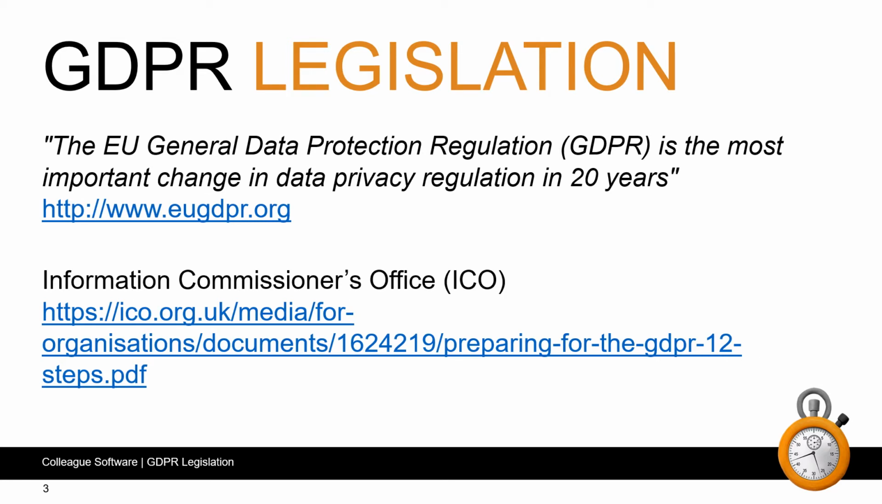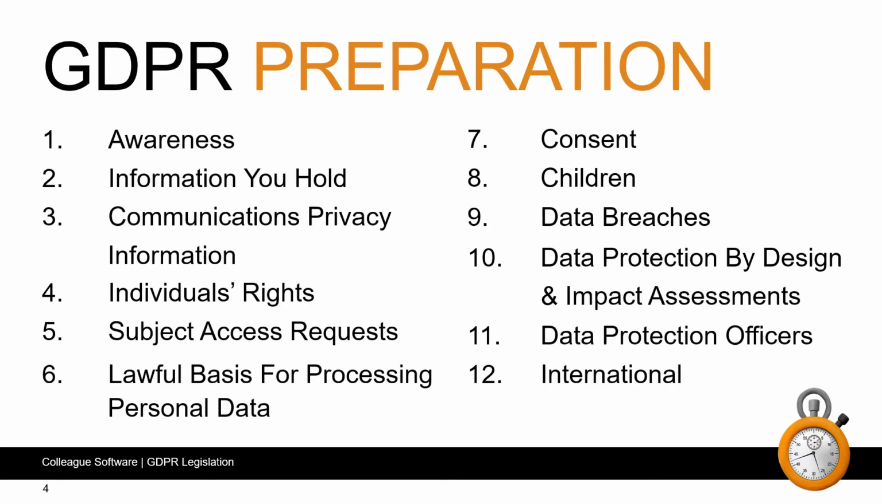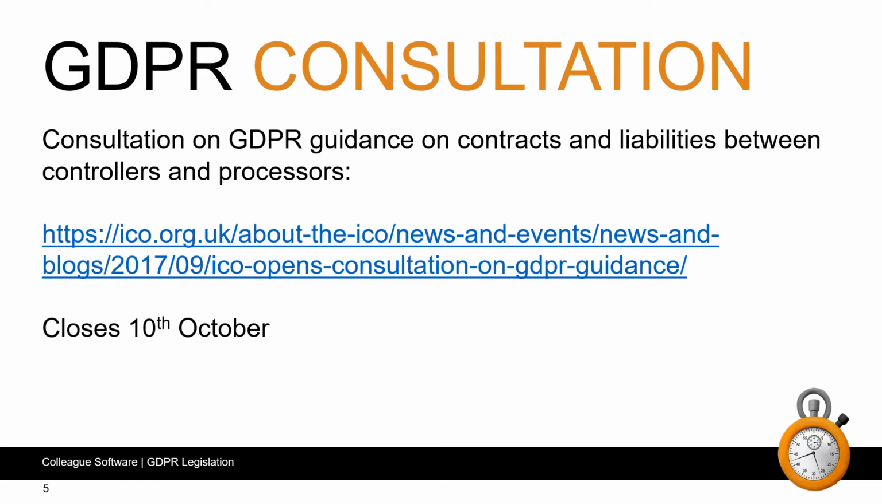Our sources for this video have been direct from the EU GDPR website itself and the UK's ICO guidelines as issued in a white paper covering the 12 steps to prepare for the new regulation. These steps are milestones for your business to ensure that you have the processes in place to adhere to the legislation when it comes into effect. There is also consultation on GDPR guidance available via the ICO, but be aware this closes Tuesday the 10th of October.